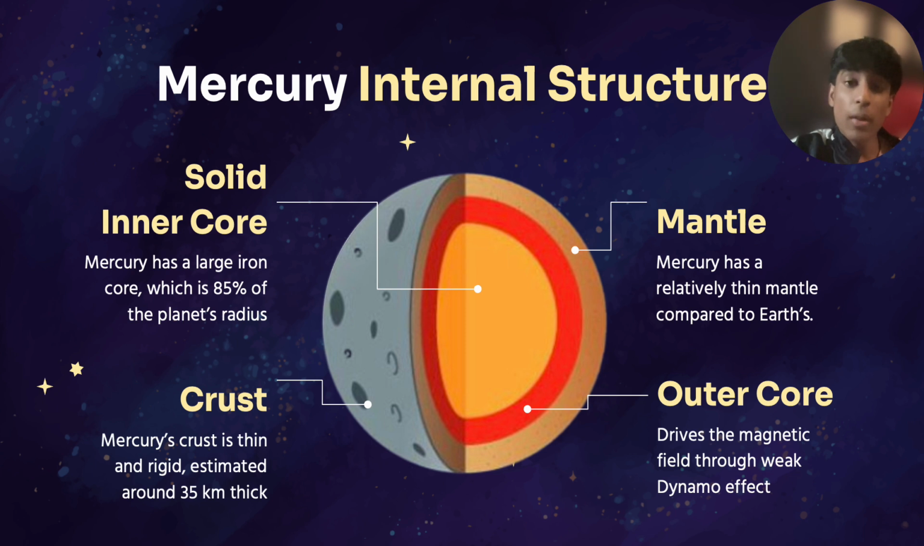Mercury's crust is only about 35 kilometers thick and is made of silicate material and is covered in impact scars. As the planet cooled, the crust cracked and formed the giant scarps seen today. Let's now look at how Mercury moves through space.